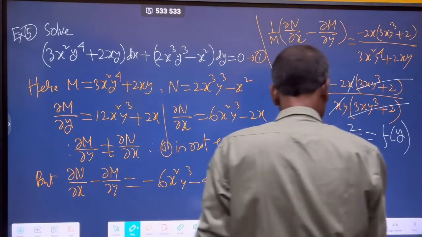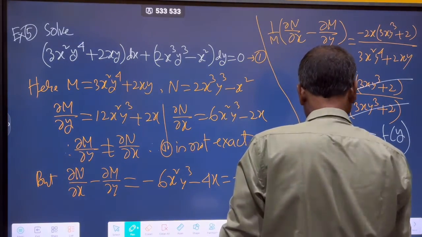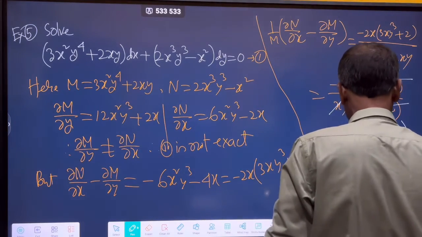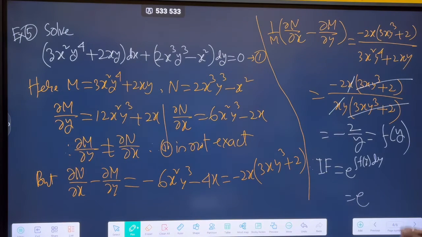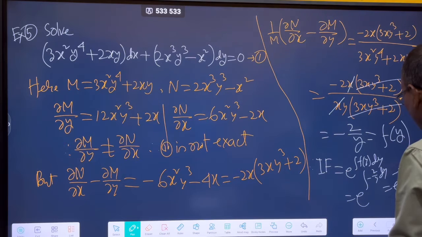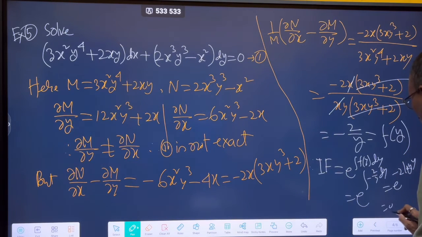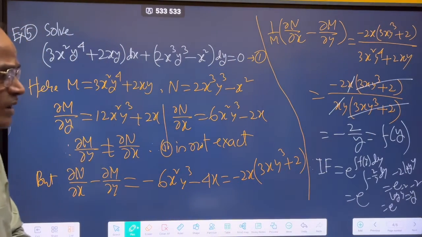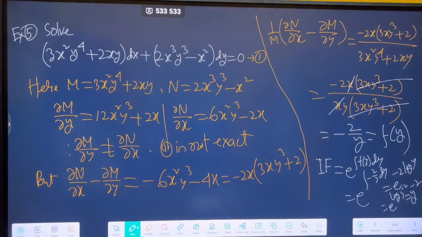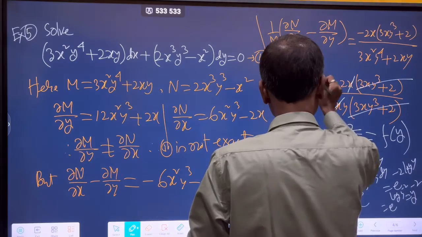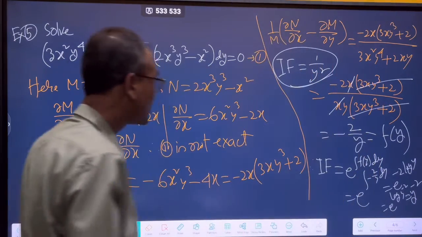Therefore, integrating factor equal to e to the power integral f(y) dy, which means e to the power integral of minus 2 by y dy, equal to e to the power minus 2 log y. This is equal to e to the power log y to the power minus 2, which is y to the power minus 2, that is 1 by y square. Therefore, we have got the integrating factor equal to 1 by y square.